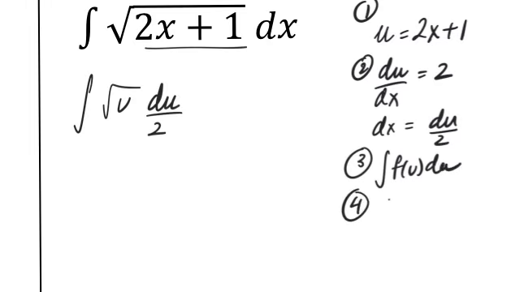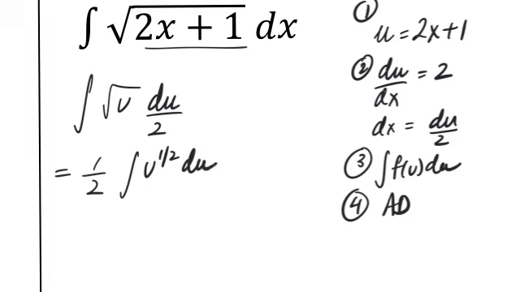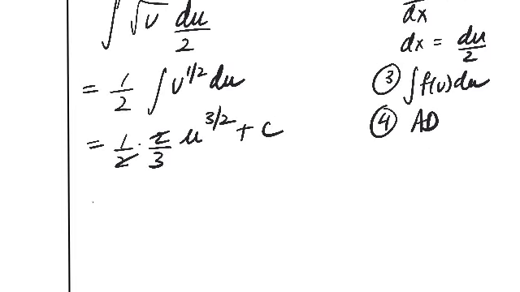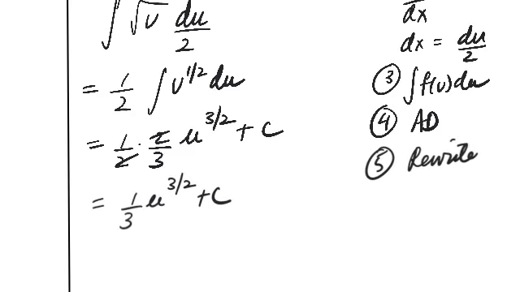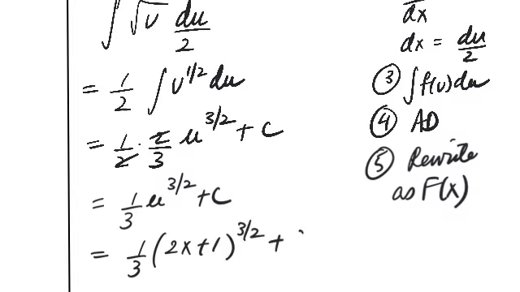Step 4 is to find the antiderivative. So now I'm back to scales and arpeggios, or knowing how to do antiderivatives. So this antiderivative becomes that, and I know that this is just 2/3 u to the 3/2 plus c. So I'm ending up with 1/3 u to the 3/2 plus c, and step 5 will be rewrite as F of x, big F, because I've taken an antiderivative. So 1/3 (2x plus 1) to the 3/2 plus c.